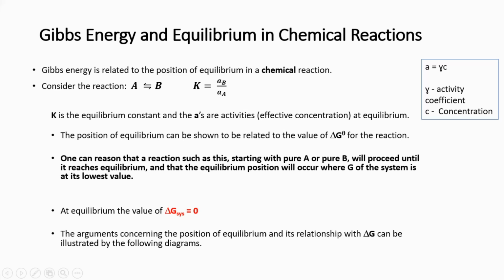The position of equilibrium can be shown to be related to the value of the standard free energy change for the reaction. One can reason that a reaction such as this, starting with pure A or pure B, will proceed until it reaches equilibrium, and that the equilibrium position will occur where G of the system is at its lowest value. At equilibrium, the value of the free energy change for the system will be equal to 0, and that is the free energy change of the system, not the standard free energy change, but the free energy change of the system.